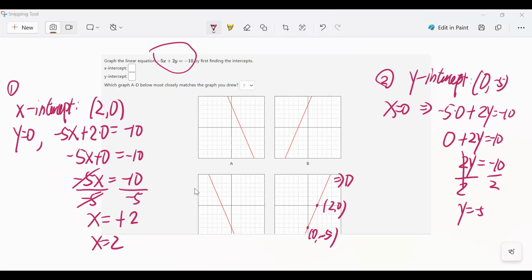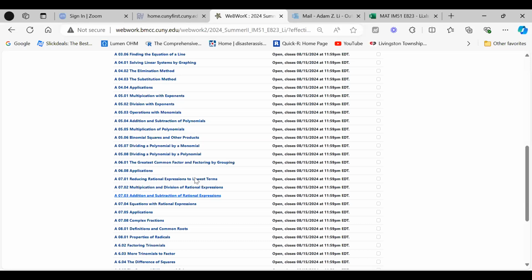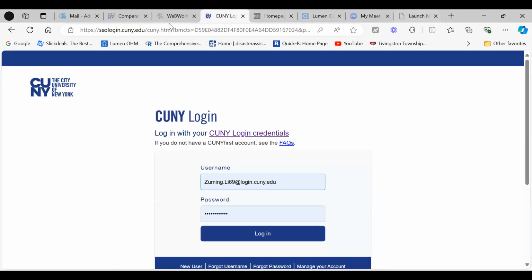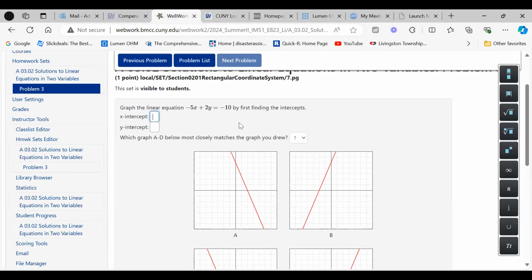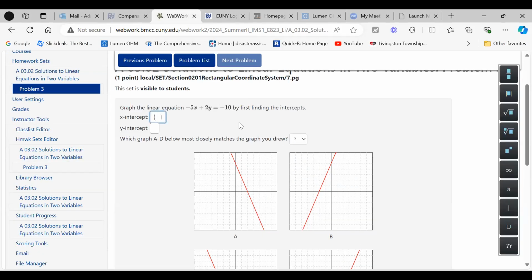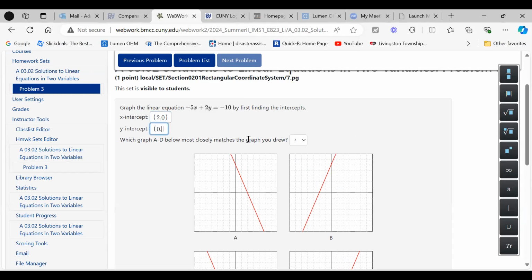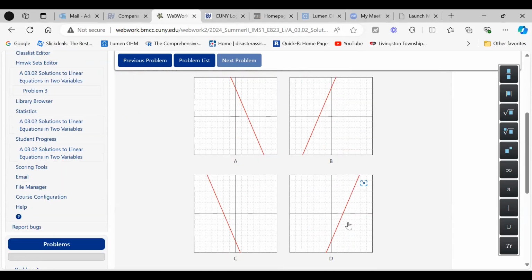So let's go back and put in the answers in the webbook. Yep, this is the one. X-intercept 2, 0. Y-intercept 0, -5. And the correct graph is graph D.